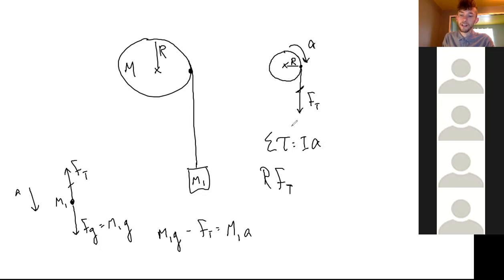Torque is R cross F. So here's my R vector. It's a vector drawn from the axis of rotation to the point of application of the force. Here's my force. And of course, those are already perfectly perpendicular, so I don't really care about the sine of the angle. The sine of 90 is 1.